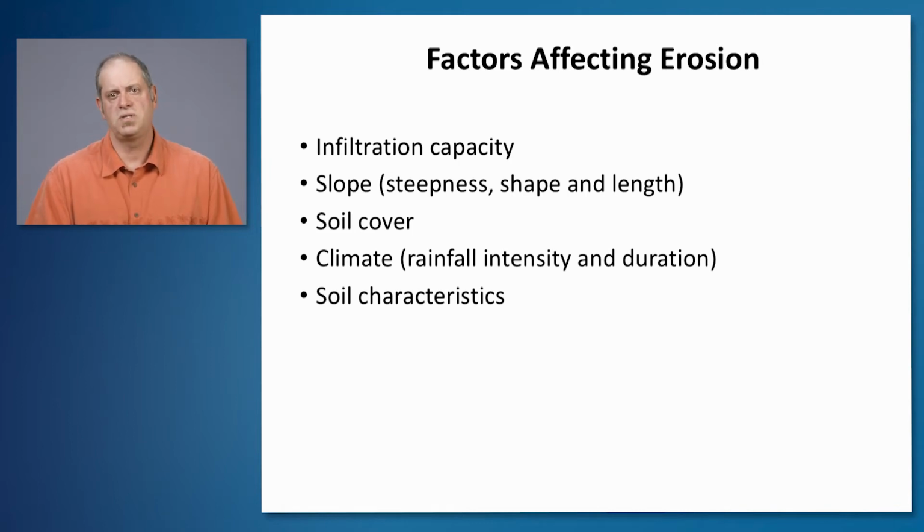If you have slopes that are concave and focus water, that's going to put more water in a defined area, a concave region, which then accelerates erosion. Soil cover is very important because it protects against raindrop impact. The intensity of rainfall is really important, and also its duration in influencing surface runoff and erosion. And then also soil characteristics play an important role.